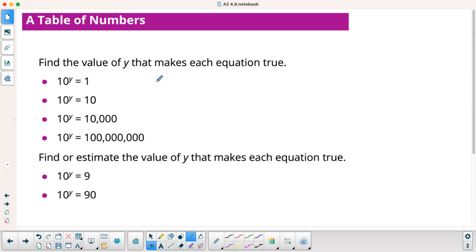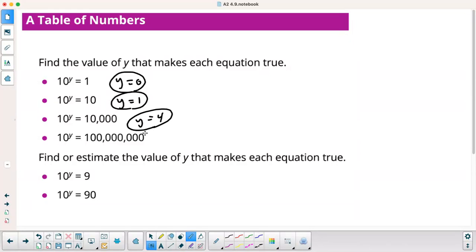Okay, so find the value of y that makes each equation true. 10 to what power y equals 1? That's going to be 0. Anything to the 0 power equals 1. Obviously, 10 to the first would give you 10, so y equals 1. Let's see, this one would be y equals 4.